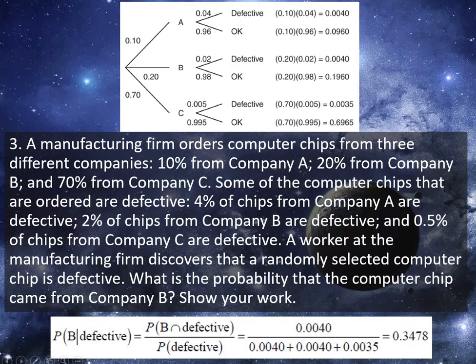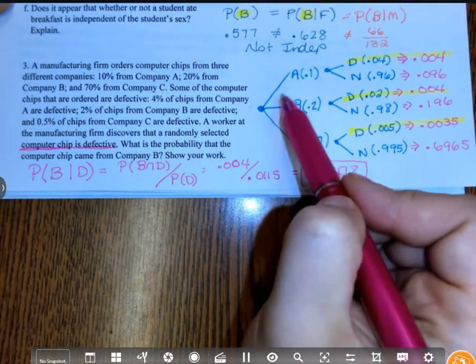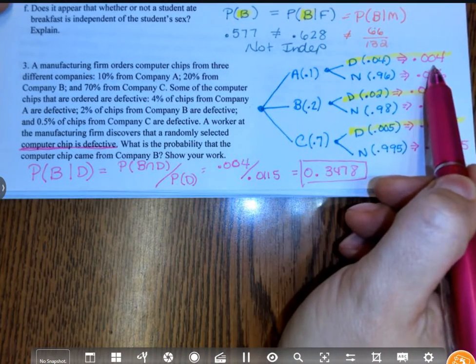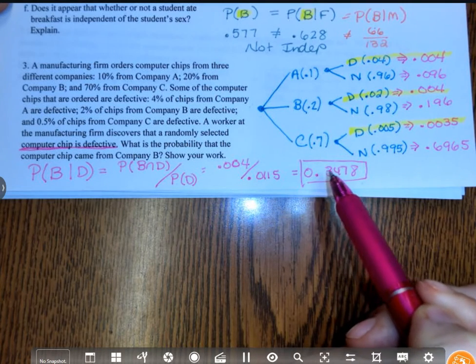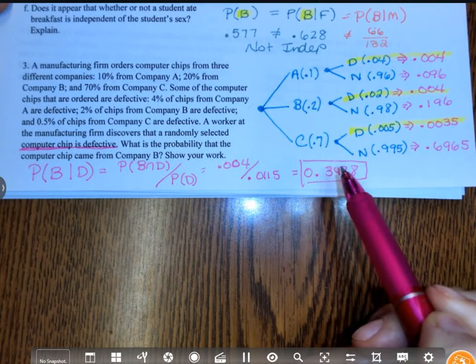But even look at what they did. They write a lot more than I did. They wrote defective, okay, defective, okay, defective, okay. They actually showed the multiplication. I don't care about that. I'm going to assume if you work down this line that you are multiplying, but I need to see which proportions or what percents you have in each of those places. Okay?